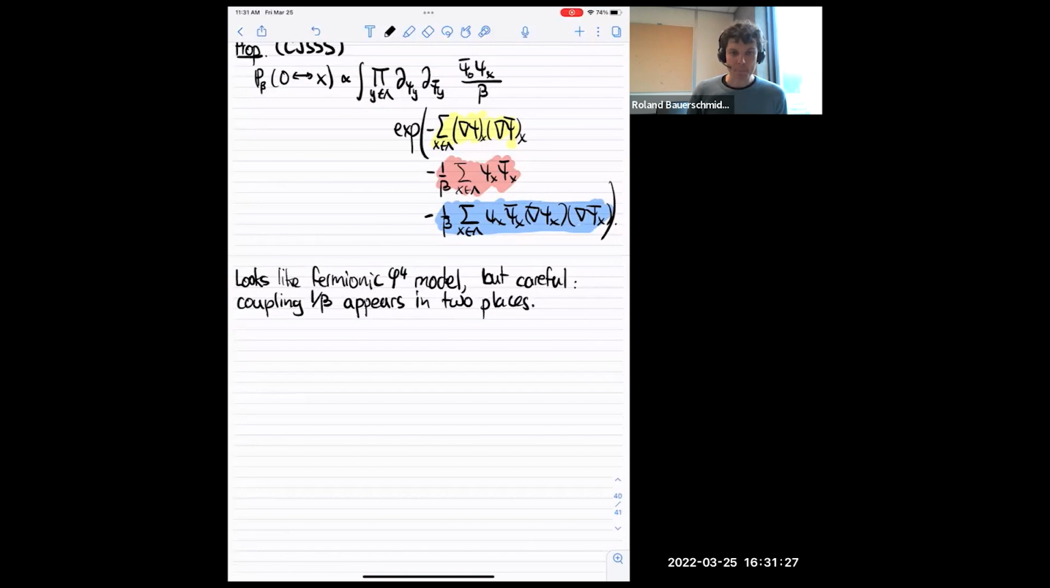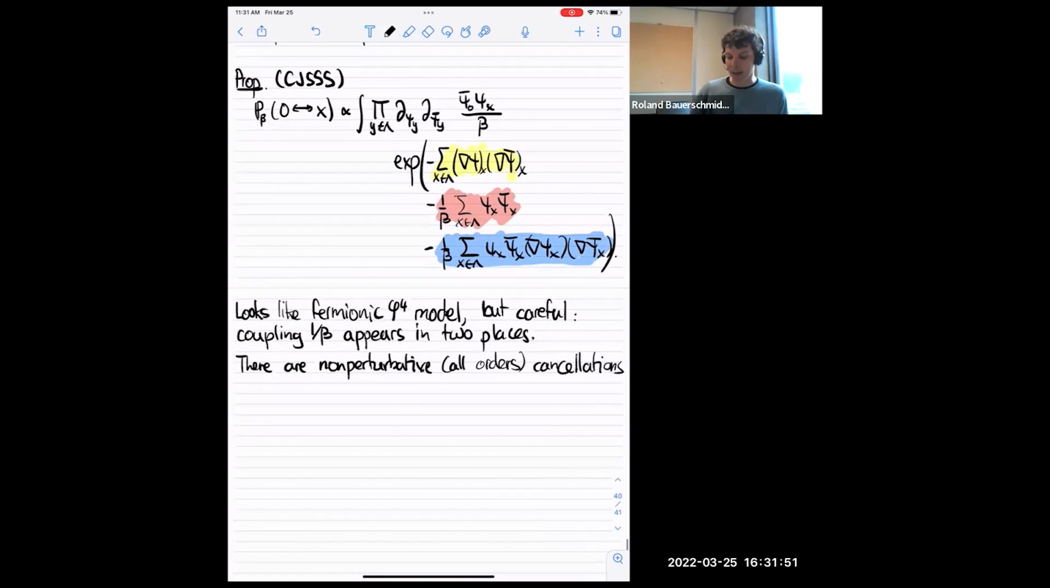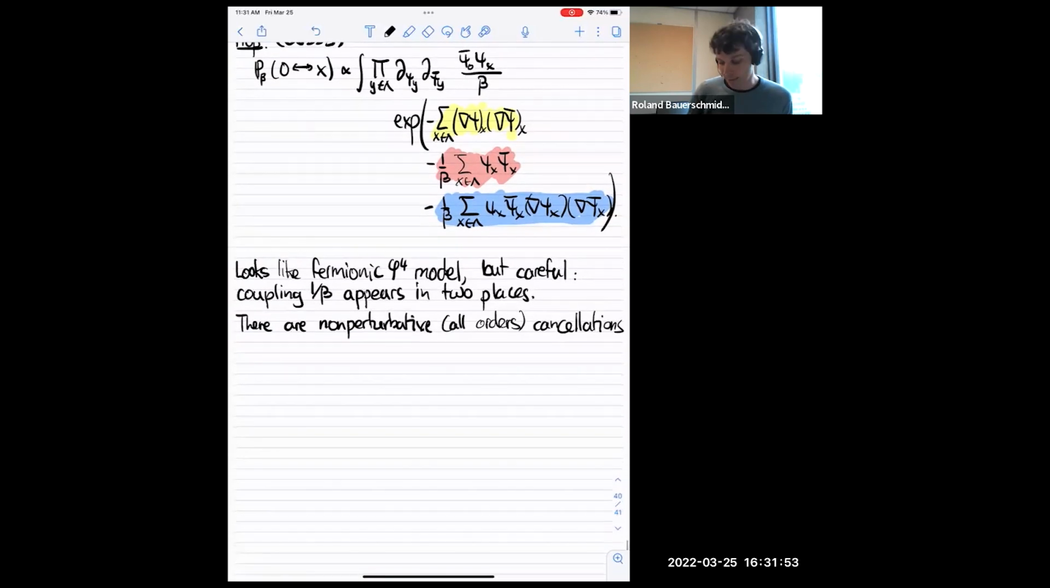So it turns out that there are non-perturbative, meaning all orders, cancellations between these 2 terms that you could see to first or second order in perturbation theory, but they happen non-perturbatively to all orders. And it's not a coincidence. There's a hidden symmetry in this model.